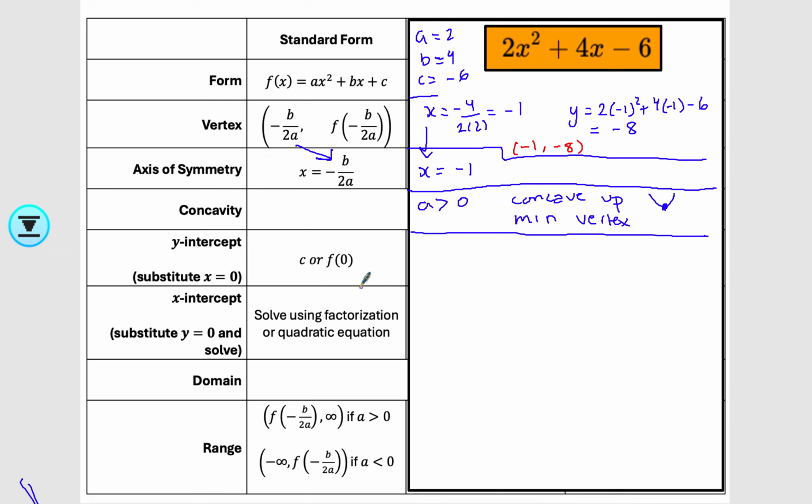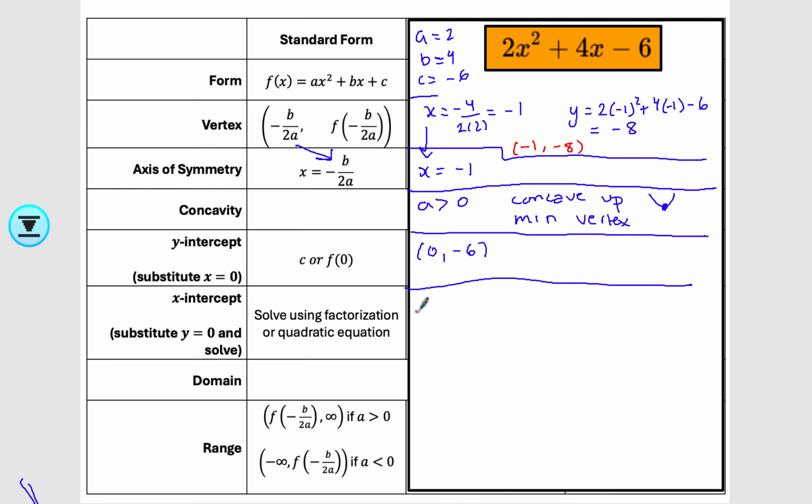Next, the y-intercept, it's just the c value. So no need to do much work, it is just negative 6. So I have 0, negative 6. You can check by substituting 0 into here. These will eventually cancel out, and you end up with negative 6.